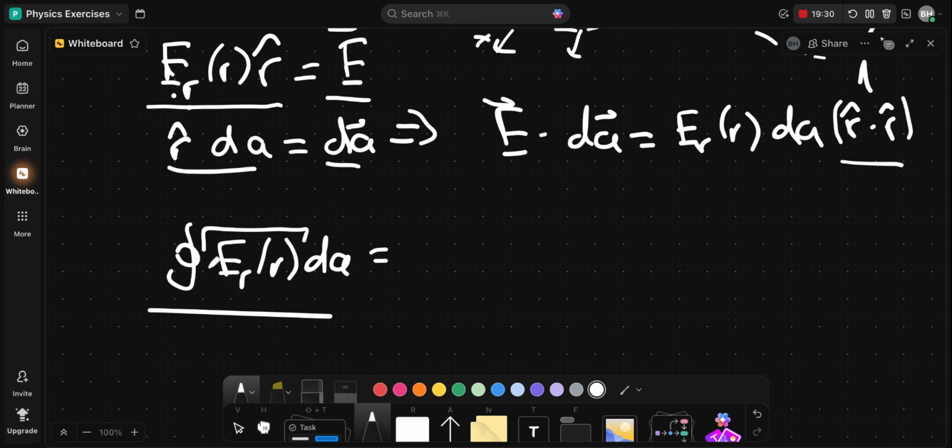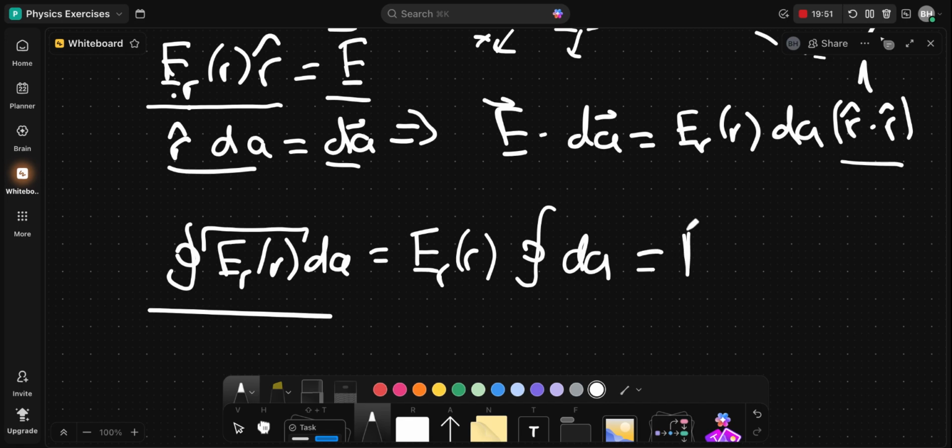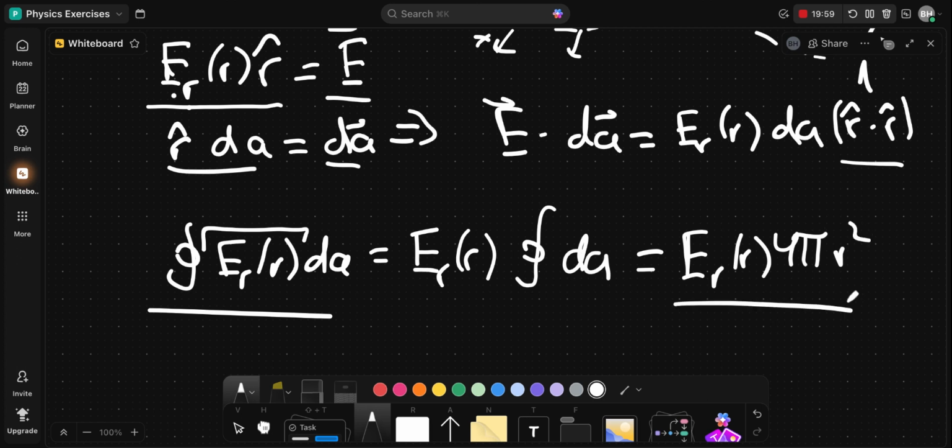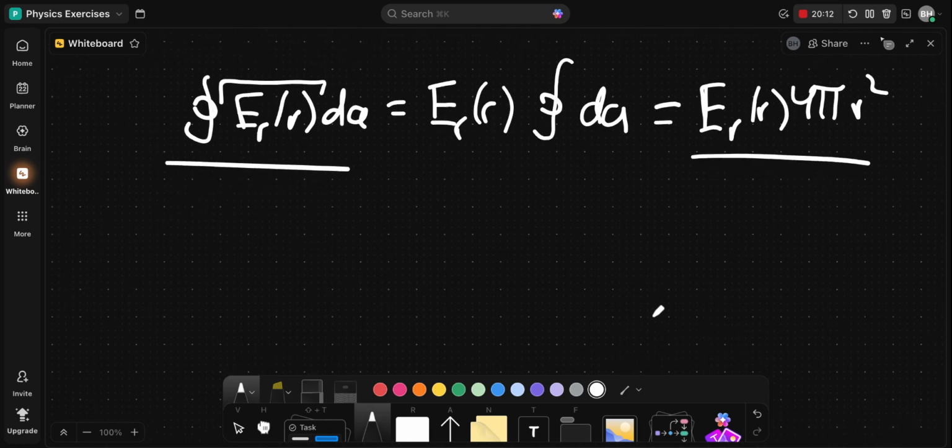So this is a constant, and we can take it out of the integral because constants can be removed from integrals. And what we have is E_r times the integral over a closed surface of the area. And we know that the area of that closed surface, since we chose it to be a sphere, is the area of a sphere with radius small r. So that's 4 pi r squared. That's the left-hand side of Gauss's law.